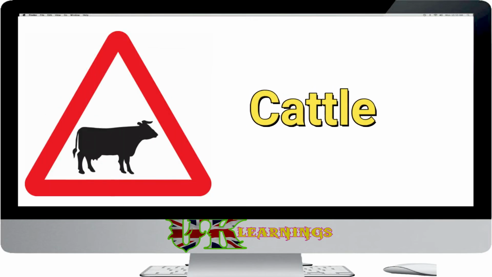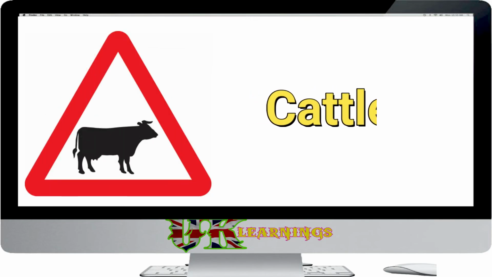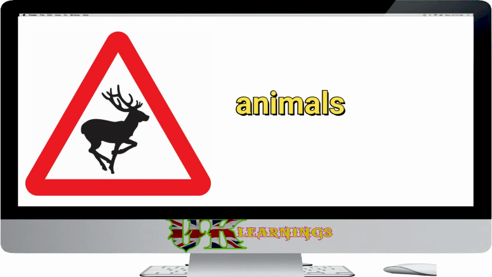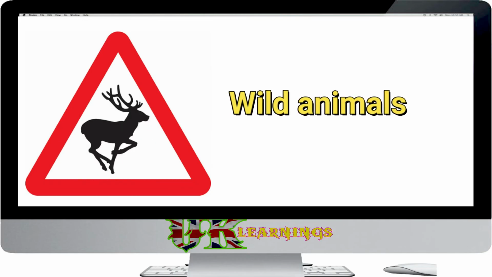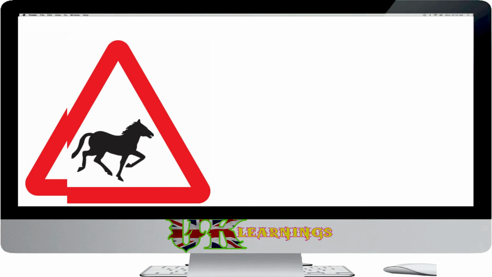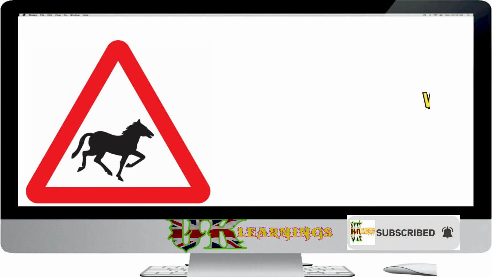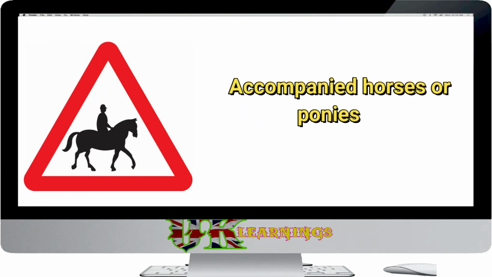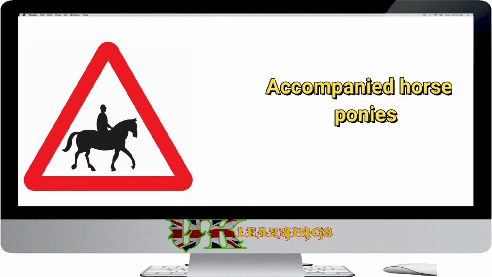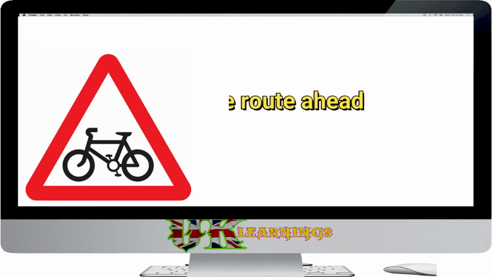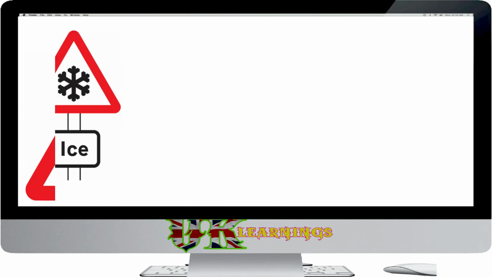Cattle. Wild animals. Wild horses or ponies. Accompanied horses or ponies. Cycle route ahead. Risk of ice.